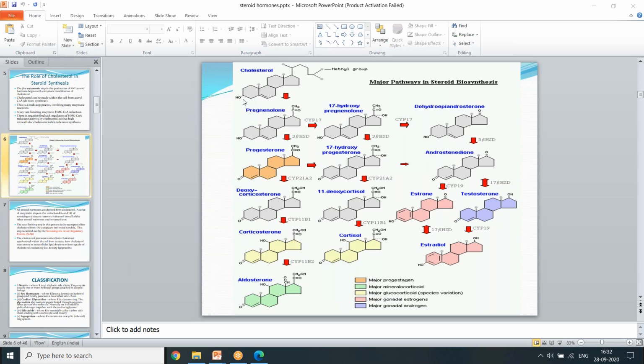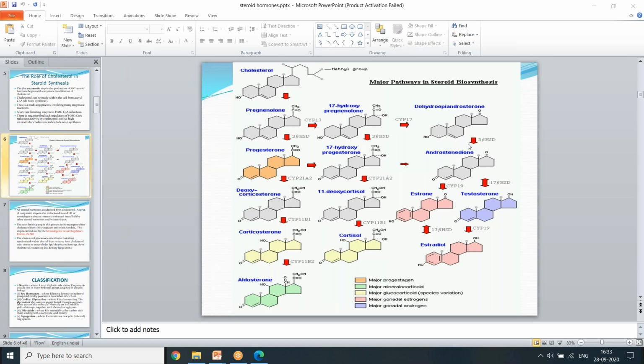Okay, so I repeat, through the mevalonate pathway you have cholesterol. This cholesterol has been converted to pregnenolone, which is a rate limiting step. Pregnenolone, when a hydroxy group is added at the 17 position, forms 17 hydroxypregnenolone. This is further converted to dehydroepiandrosterone, which then forms androstenediol, which then forms two different types of hormones, testosterone and estrone.